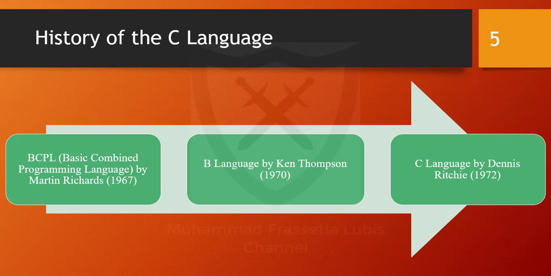Many of the important ideas of C stem from the language BCPL, or Basic Combined Programming Language, by Martin Richards in 1967. The influence of BCPL on C proceeded indirectly through the language B, which was written by Ken Thompson in 1970 for the first Unix system on the DEC PDP-7. But the C language itself was written by Dennis Ritchie in 1972.